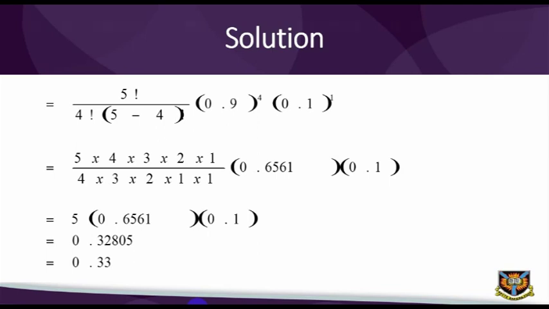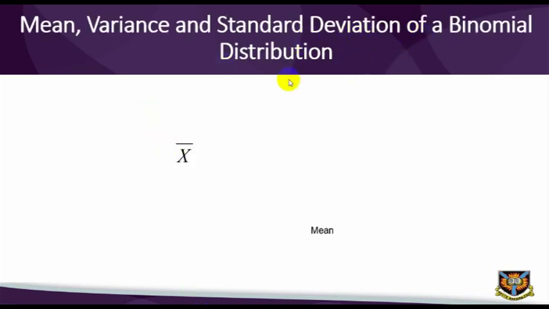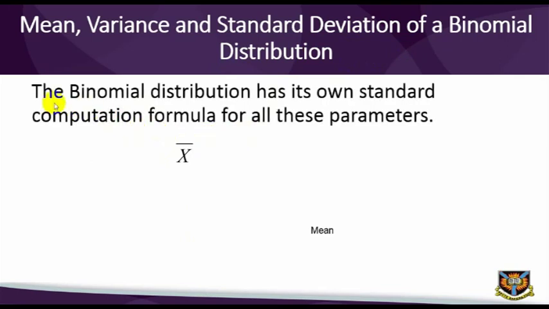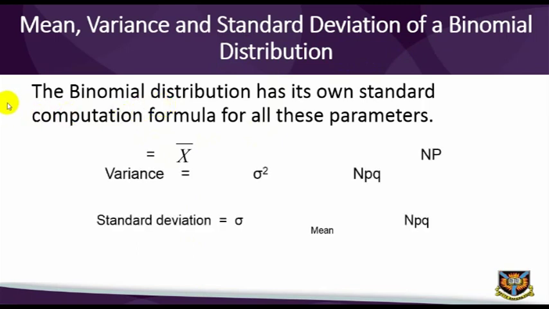Mean, variance, and standard deviation of a binomial distribution. As we have discussed in Lecture 4, the mean, variance, and standard deviation are useful parameters in describing social information. The binomial distribution has its own standard computation formula for all these parameters. Computation formulas for the parameters in binomial distribution are as stated below without proof.